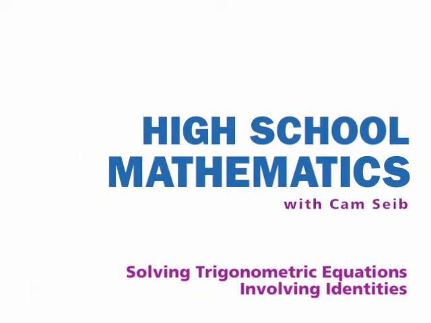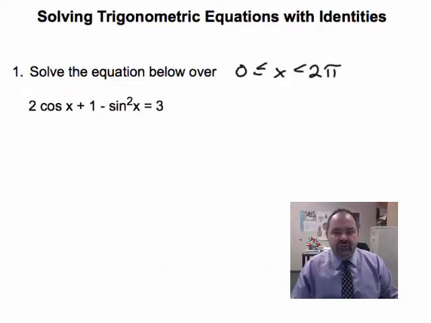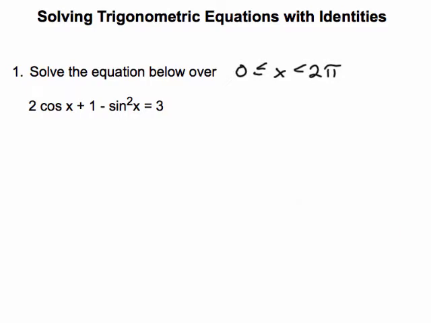Over the course of our study of trig, we have solved increasingly complex trig equations. There's just one thing left to add now, and that's trig equations that involve identities. So two examples, just to demonstrate this.